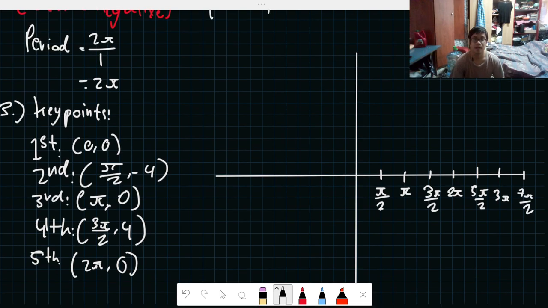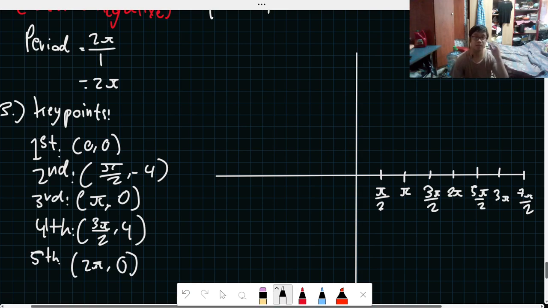That's it. All right, now we will do the same thing to the left, but in a negative way. So here we have negative pi over 2, this is negative pi, negative 3 pi over 2, negative 2 pi, negative 5 pi over 2, and negative 3 pi. That's it.